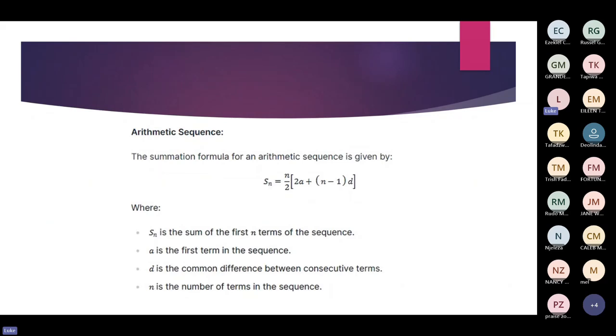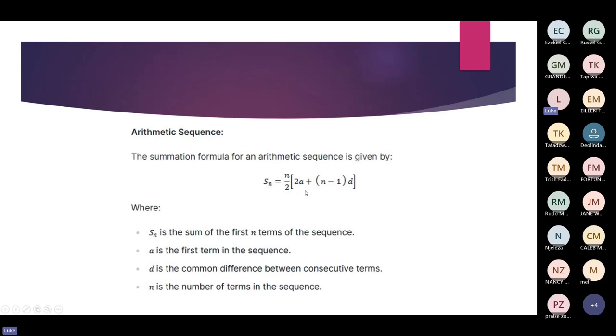Right. So this is the formula for the summation of an arithmetic sequence. The summation formula of an arithmetic sequence is given by S subscript n equals n divided by 2, and we've got those square brackets, 2a plus (n minus 1) times d. So I'm going to explain: Sn is the sum of the first n terms of the sequence. A is the first term in the sequence.